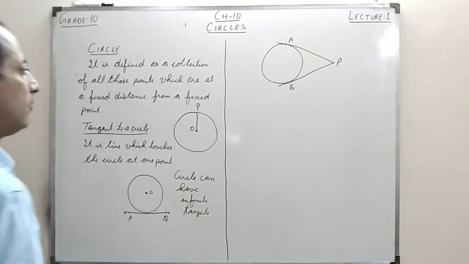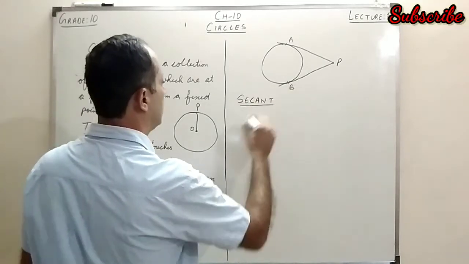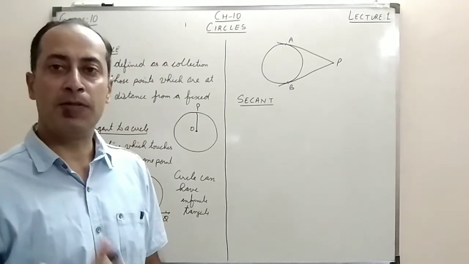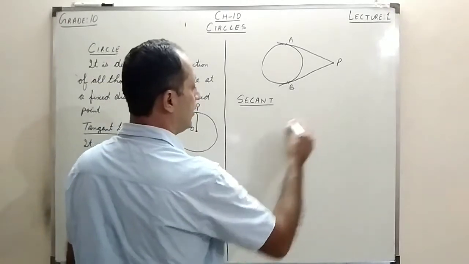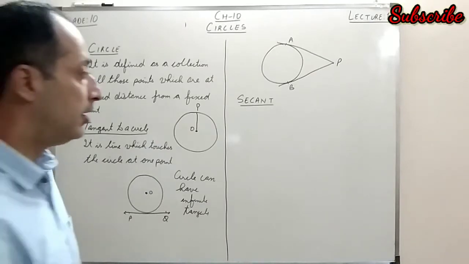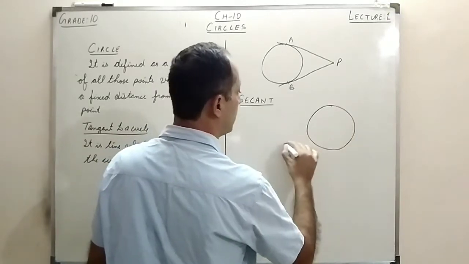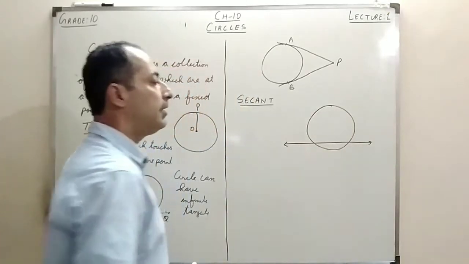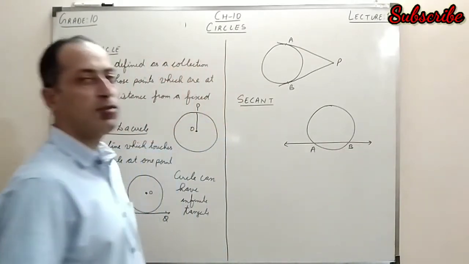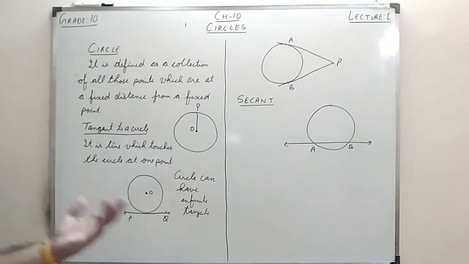Next we talk about a secant of a circle. Now this secant is again not the secant of trigonometry; we're talking about the secant to a circle. What is a secant? The tangent touches the circle at one point, but a secant is a line which touches the circle at two points. If a line intersects the circle at any two points, that line is called a secant to a circle. So these are the two new things you have learned in this class.